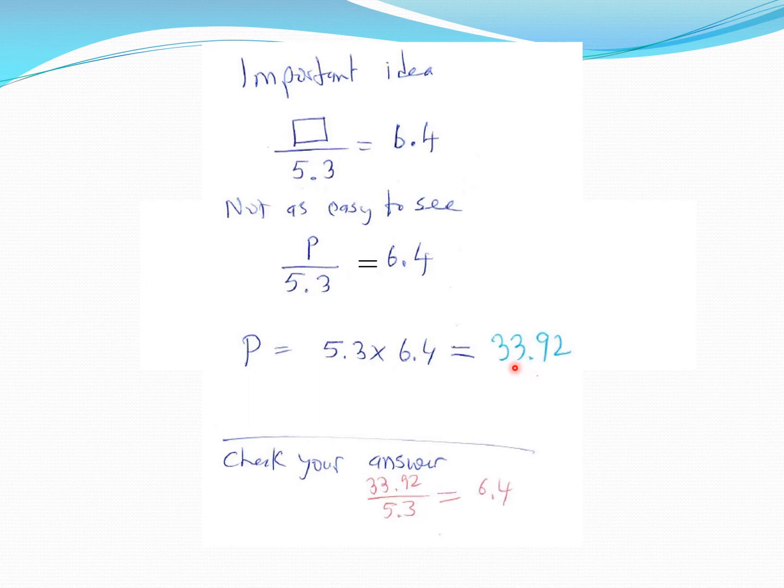P equals 33.92. And you can check your answer. If you get the 33.92, fill it into that box and fill the value in for P. 33.92 over 5.3 equals 6.4.